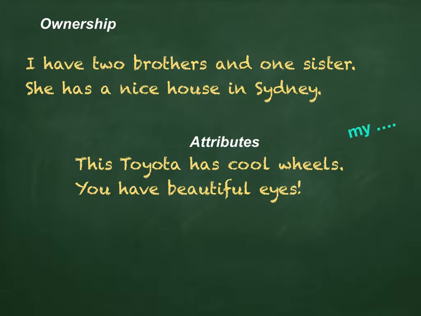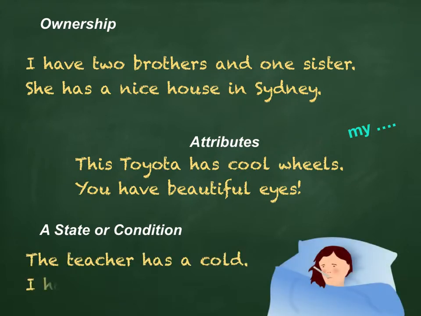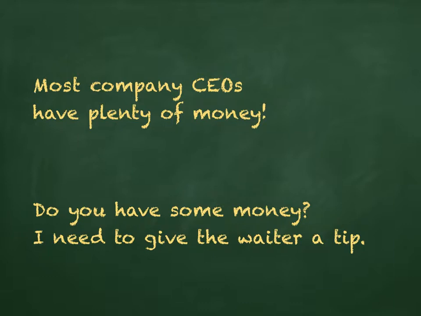Another and different use of have is about a state or a condition. The teacher has a cold, I have a headache. I think the meanings are easy to understand. Some cases are a little difficult. I would say that this example is one of ownership, but this one is about a condition right now.